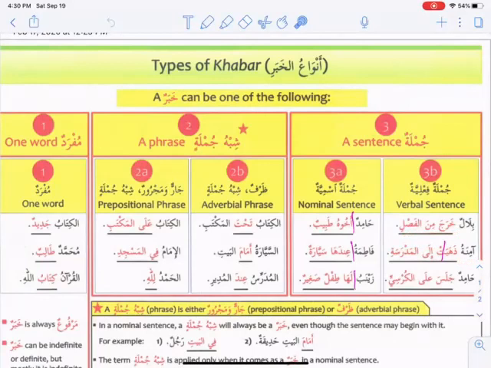Hamidun, what is the news? Jalasa ala kursiji. Hamid sat on the chair. So sat on the chair, the whole jumla fi'liyya is your khabar. Inshallah, you'll remember, my brother and sister.